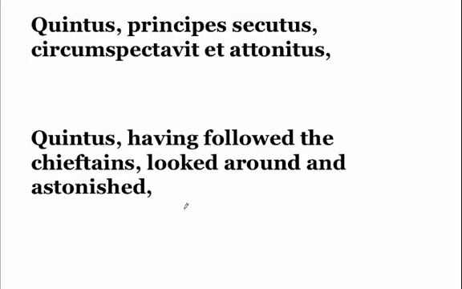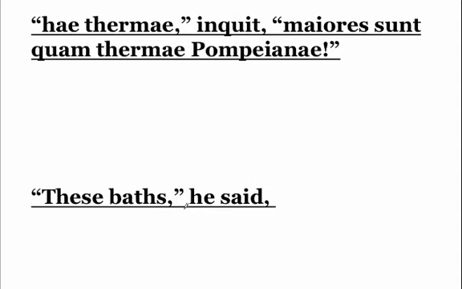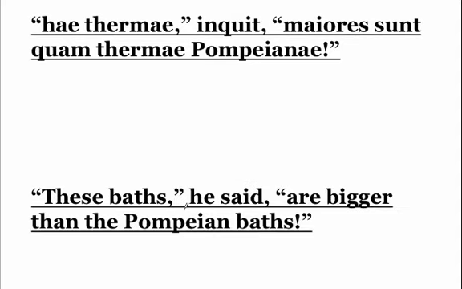Now, as I told you, there's going to be a quote. Here it is. Hae thermae, inquit, maiores sunt quam thermae Pompeianae. These baths, he said, are bigger than the Pompeian baths. And by the way, that's saying a lot. The Pompeian baths were nice, but Cogidubnus, with the help of Roman craftsmen, has created something even better than what they had in Pompeii. Okay, next sentence.